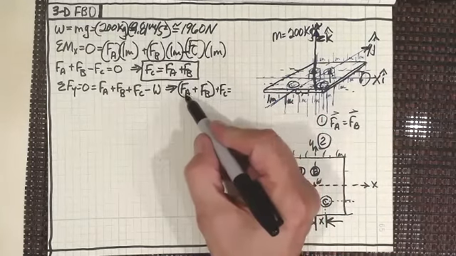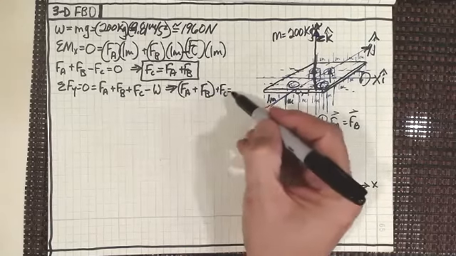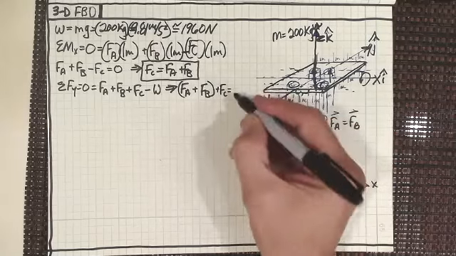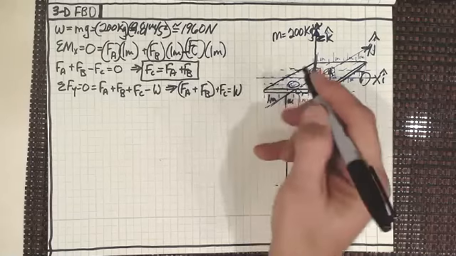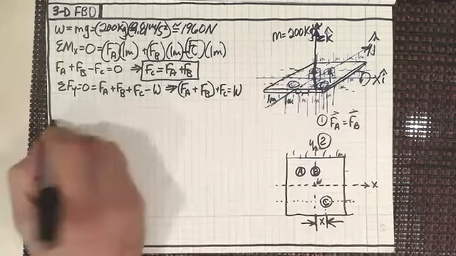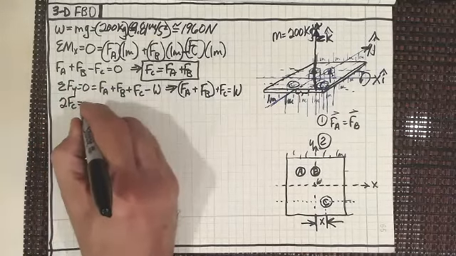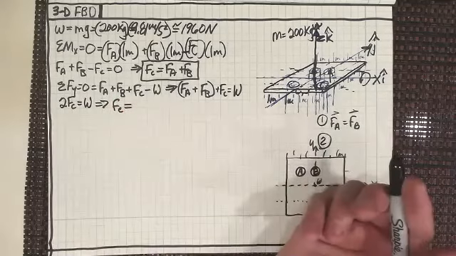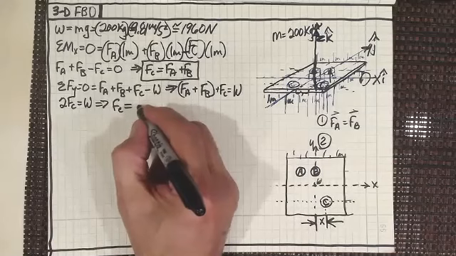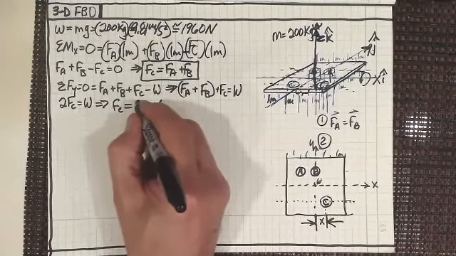So we know F sub A and F sub B equals F sub C. So I could really replace this with F sub C and say that this equals W. Or I could say, just going back here, that 2 F sub C equals W, or F sub C equals 980 newtons.